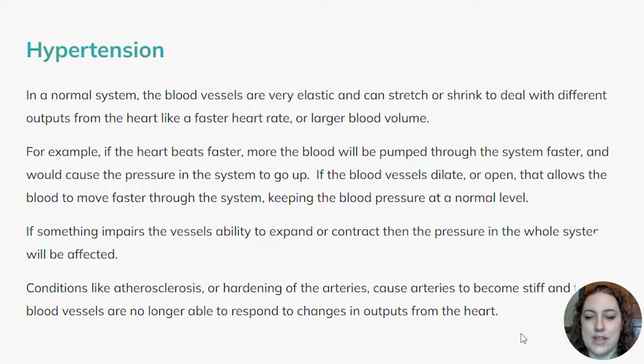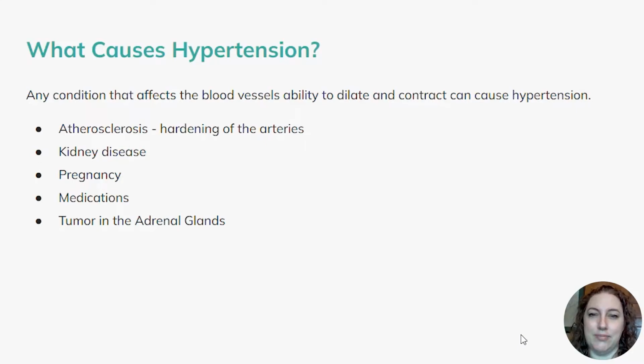If something impairs the vessel's ability to expand or contract, then the pressure in the whole system will be affected. Conditions like atherosclerosis, or the hardening of the arteries, cause arteries to become stiff, and the blood vessels are no longer able to respond to changes in outputs from the heart. What causes hypertension? Any condition that affects the blood vessel's ability to dilate and contract can cause hypertension. The one I just mentioned, atherosclerosis, or the hardening of the arteries, is one. Kidney disease, pregnancy, medications, and tumors in the adrenal glands.